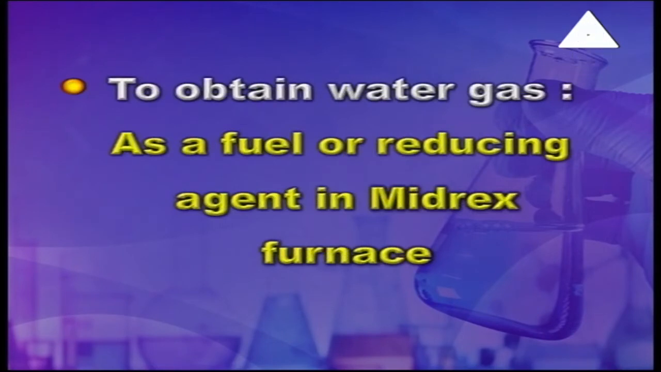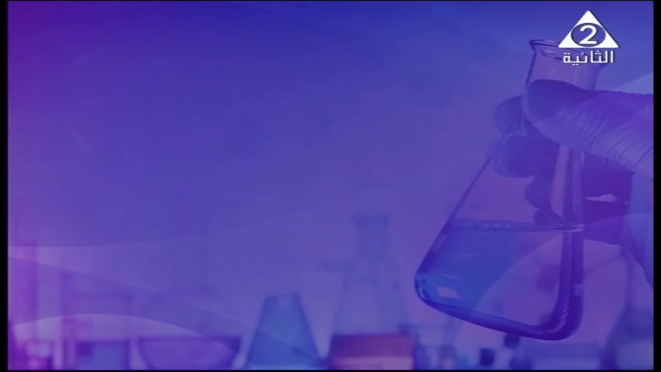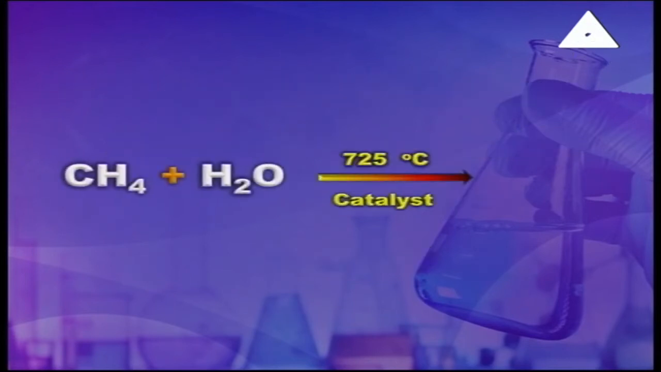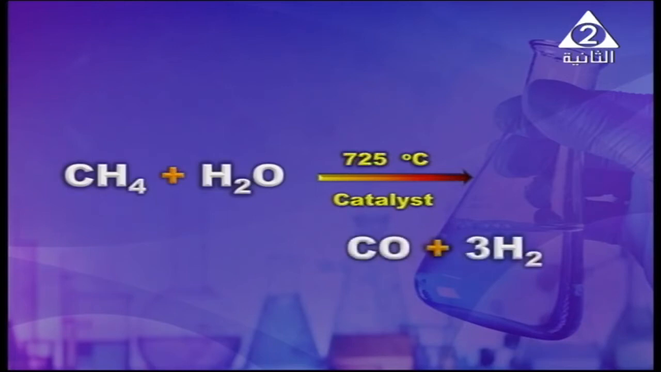To obtain water gas as fuel or reducing agent in the furnace, as we took in chapter 1. Here the reaction proceeds on the screen. CH4 plus H2O, which is water vapor or steam, at 725 degrees Celsius in presence of a catalyst, gives the mixture of two gases, carbon monoxide and hydrogen, which is water gas.